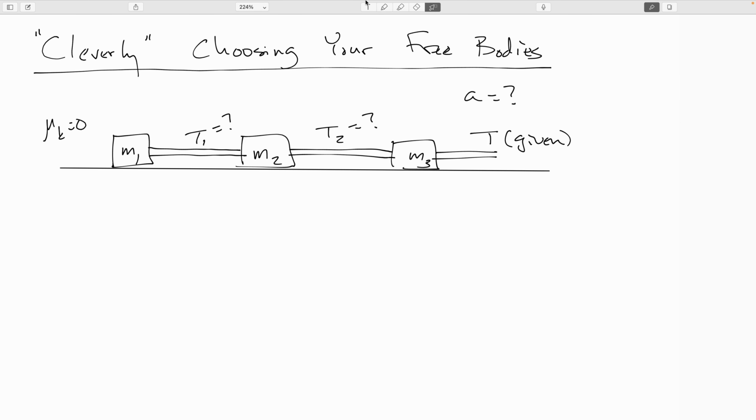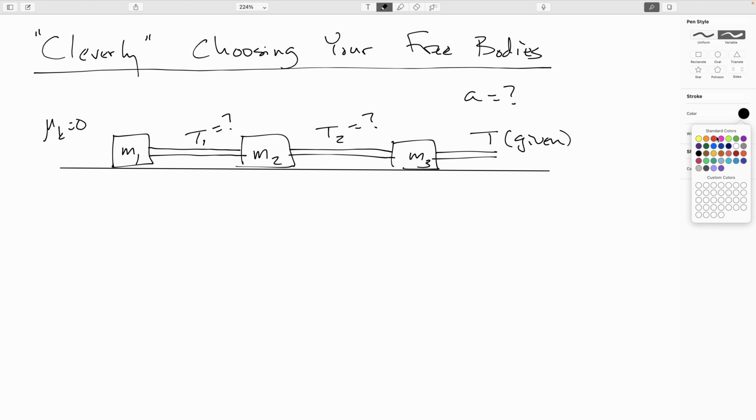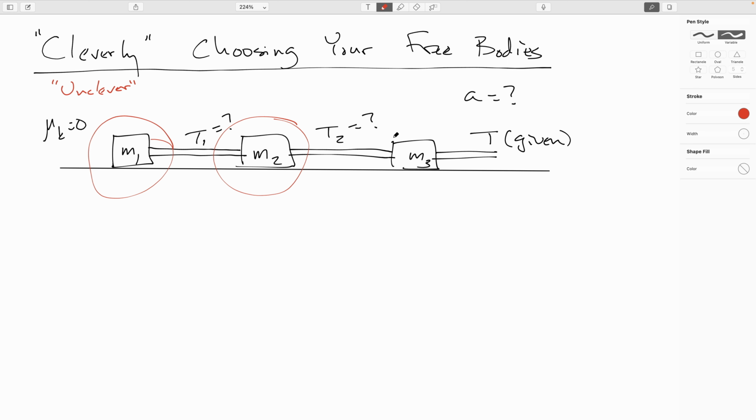There we go. And now let's proceed by doing what I'll call the unclever analysis. And to be fair, if this is the only way you can think to do it, there's nothing unclever about it. Any way that gets you home is fine. I just couldn't come up with a better name for it. So the immediately obvious thing to do would be to make each of these free bodies that you're going to analyze.